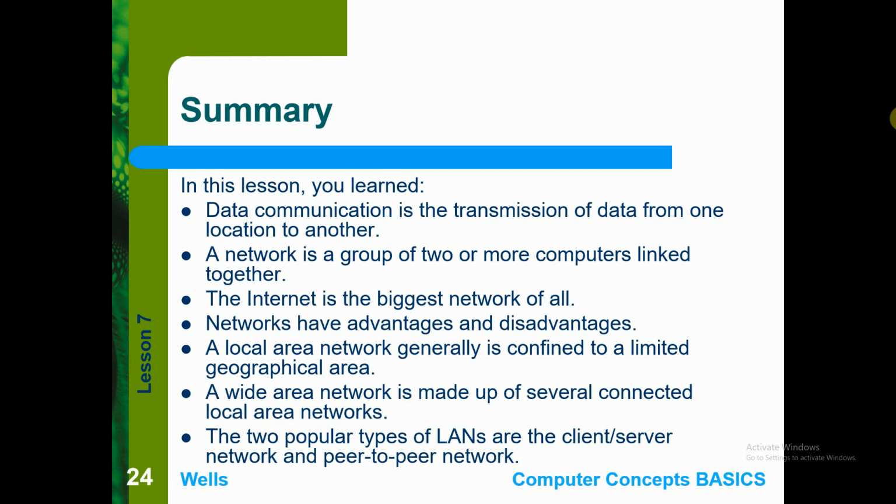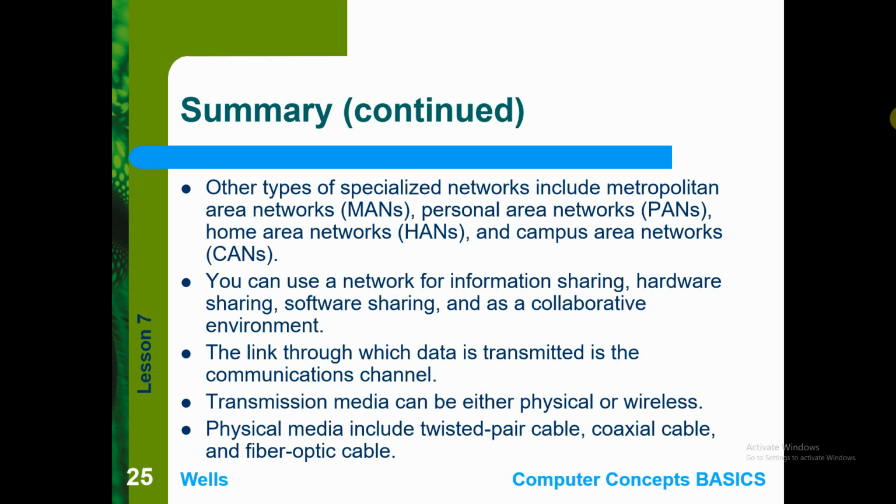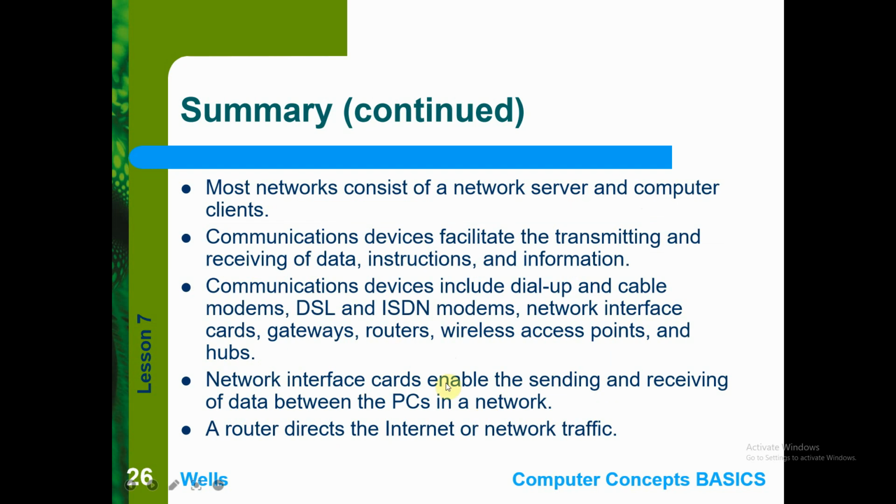So, two types of LANs: client-server network and peer-to-peer network, and other sizes are MANs, personal area networks, home area, and campus area. You can use a network for sharing information, as well as hardware sharing, software, and a collaborative environment, and data is transmitted through a communication channel. The transmission is either physical or wireless. For physical, we use cables. For wireless, we use a modem or any Wi-Fi hubs or devices.